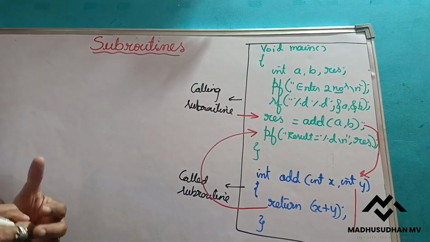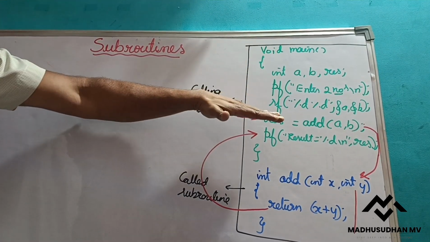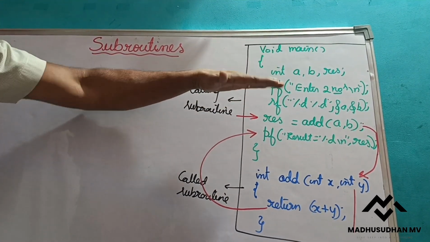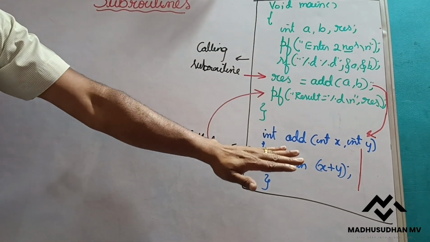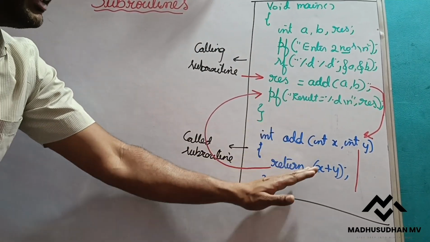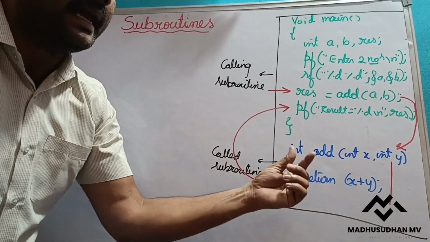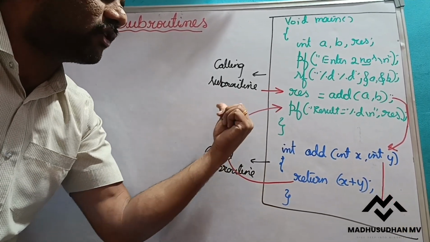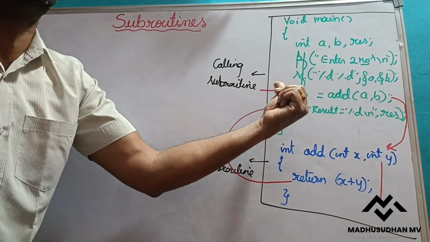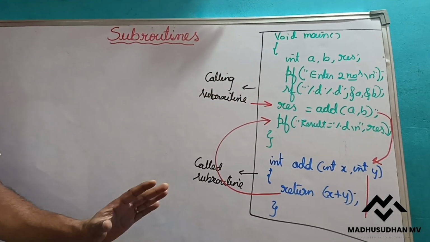The summary is, whenever the calling subroutine calls a subroutine, it stops the execution of the currently executing subroutine and control is transferred to the called subroutine. After executing all the instructions of the called subroutine, control is transferred back exactly to the statement where it was stopped earlier. This is the procedure.